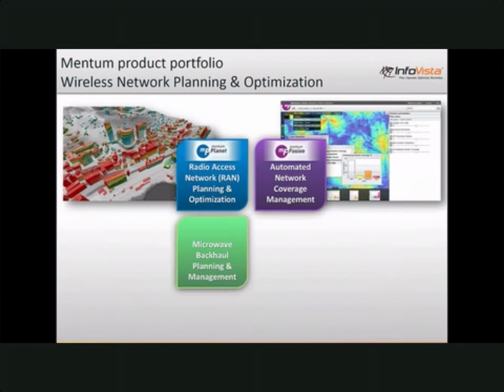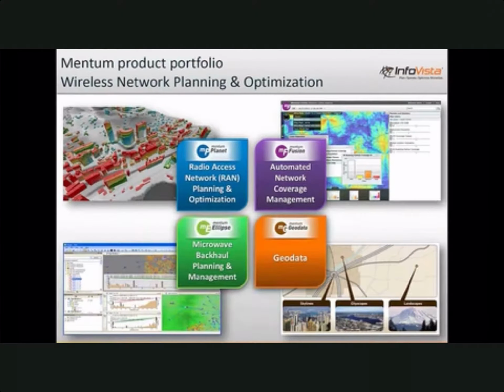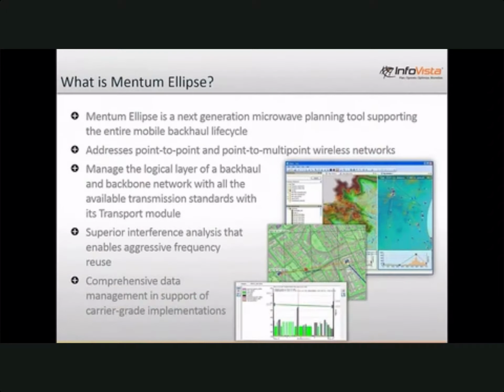The Mentum product portfolio consists of 4 different tools. It's Mentum Planet for the radio access, Mentum Fusion for automated network coverage management, and Mentum Ellipse for the microwave backhaul solution. And for all of them, we have a geodata group that can provide accurate maps for the different kinds of planning in the different tools. What is Mentum Ellipse then?